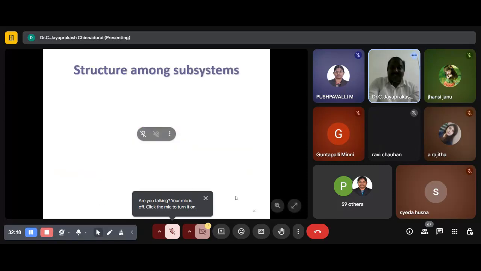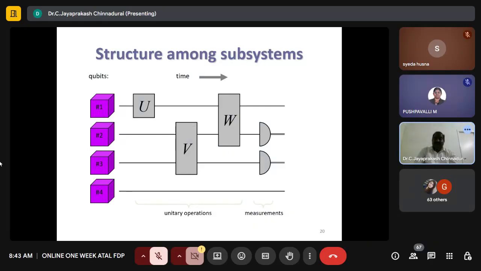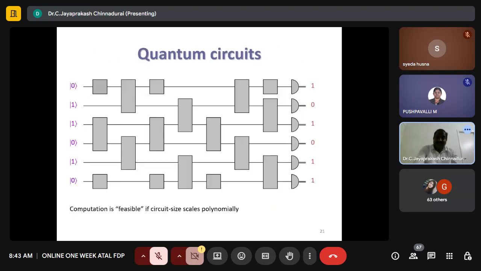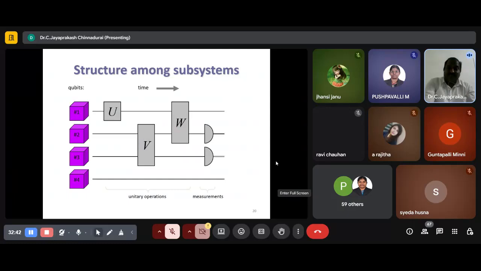We go for the next, structure among subsystems, qubits. In those qubits we can use unitary operators U, V, W, and we can use AND gates, and then measurements. These are all the unitary operations, U, V, W like that, and last we have the measurements, and finally we can get the output. So that is the structure among subsystems, the qubits 1, 2, 3, 4. It can be represented with the support of unitary operations and measurements, and we can get the output.